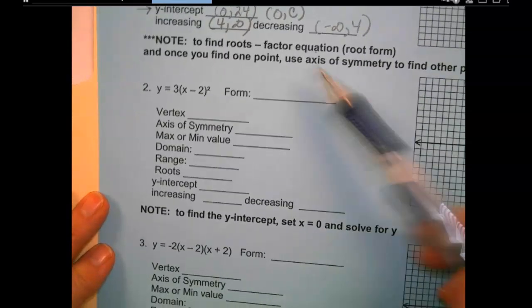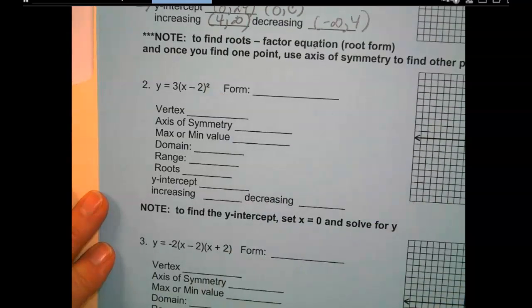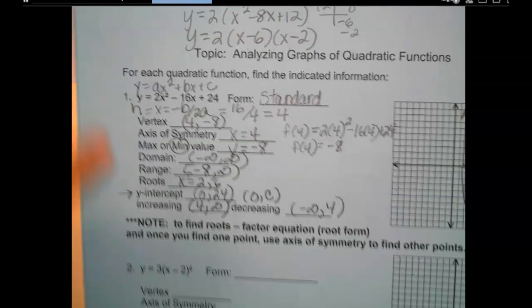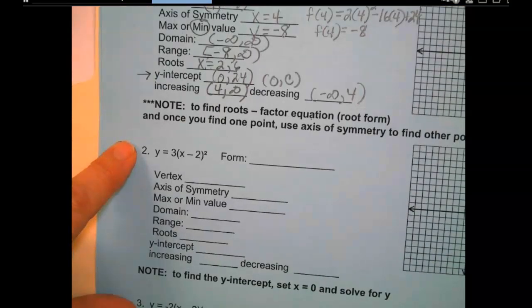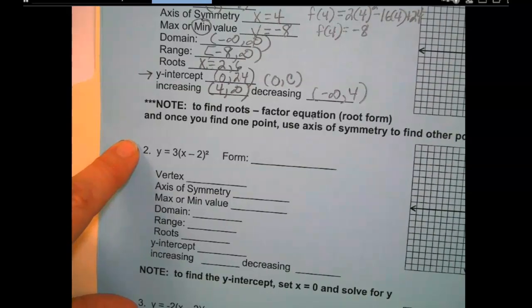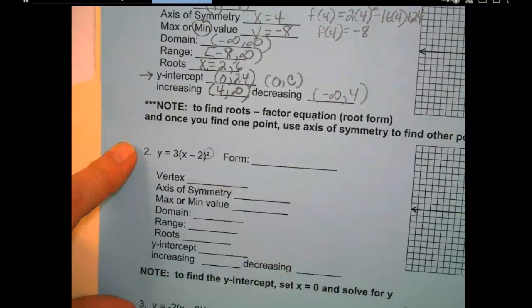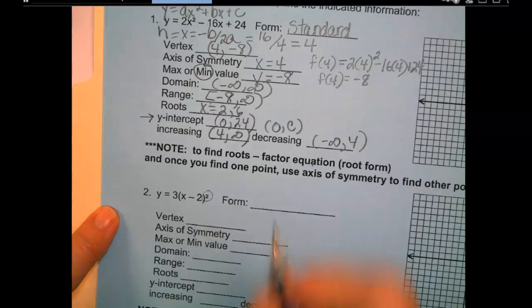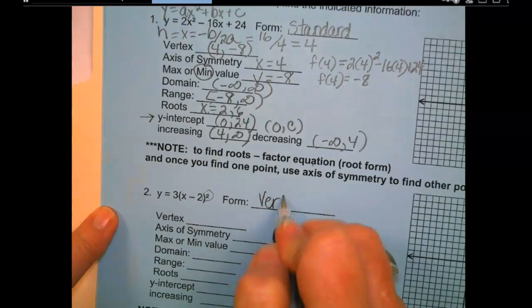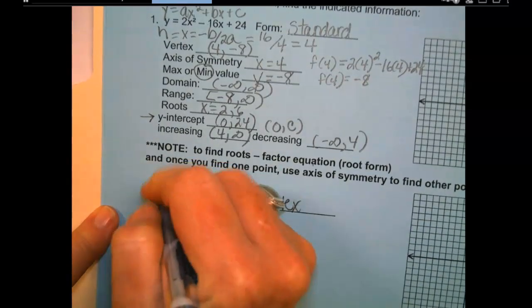I have this form, and I have this form. First of all, we always know it's standard form because there's no parentheses, right? These 2 both have parentheses, and the way you're going to tell the difference, this has a squared, and this one, the bottom one does not. If it has a squared, this is going to be vertex form. And vertex form is this.